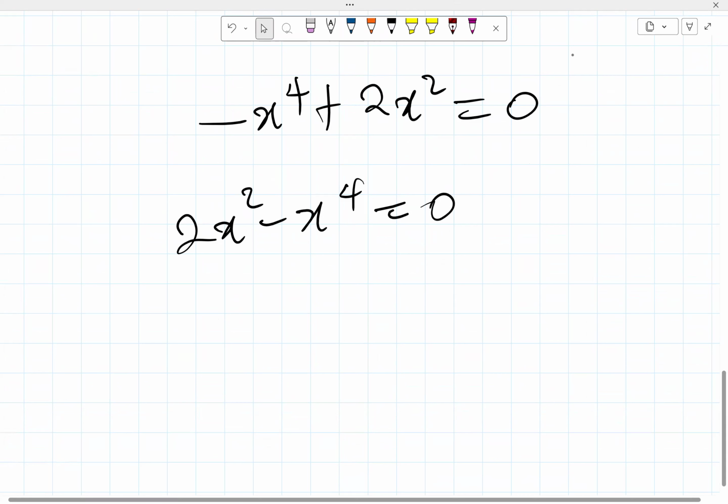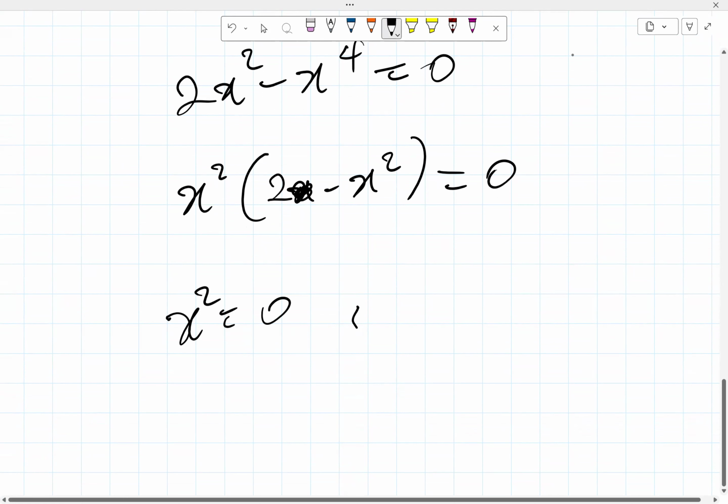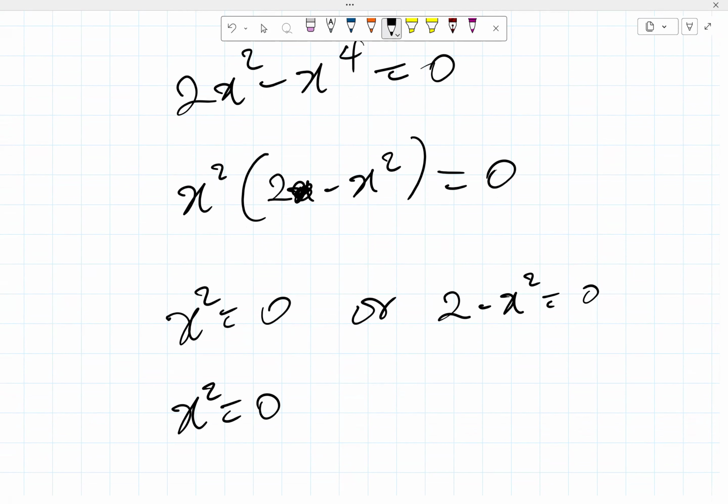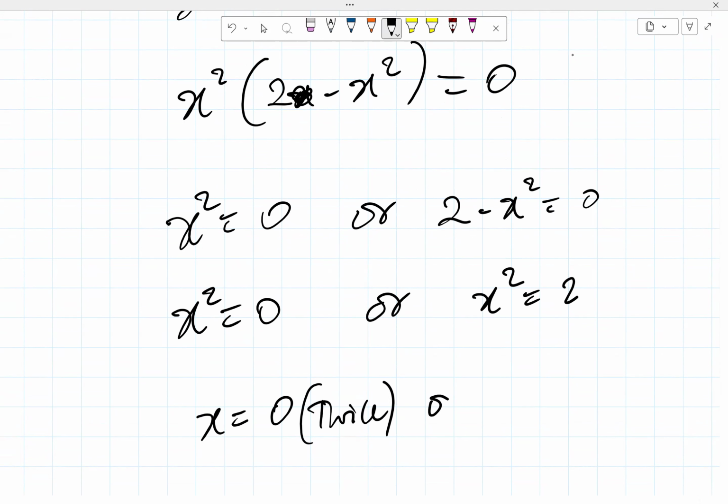So here we have x squared into 2 minus x squared equals 0. So x squared is 0 or 2 minus x squared is equal to 0. So x squared is equal to 0 or x squared is equal to 2. So x is equal to 0 twice, or x is equal to plus or minus root 2.